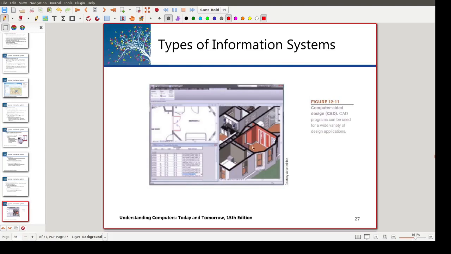For example, you give this plan for the apartment, and then this 3D model is generated from the plan to see the design of the apartment.